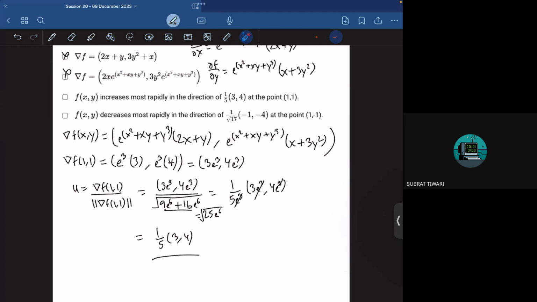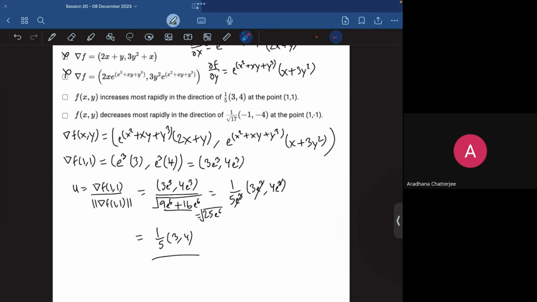Ma'am, can you please show how you found this formula? In the lecture video sir explained it and I could not understand. Can you please show how this formula u equals the gradient of f divided by its norm came about? Can you please explain how you obtained this formula for finding the direction?